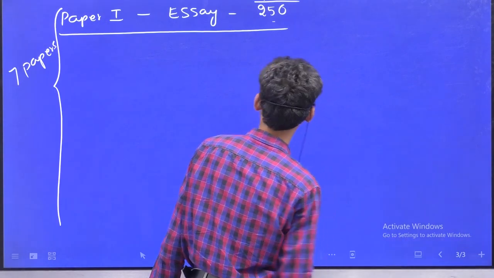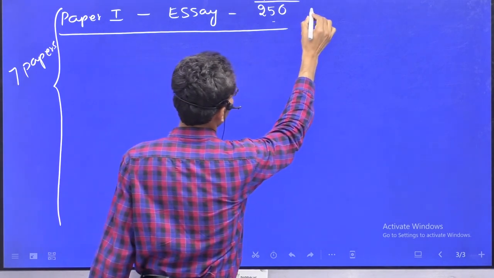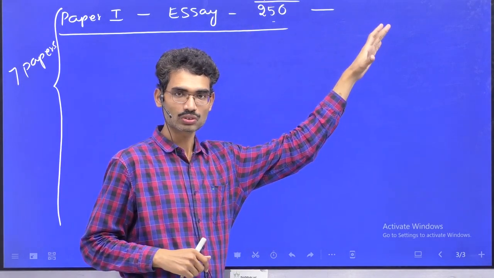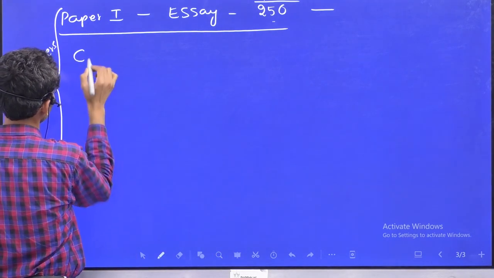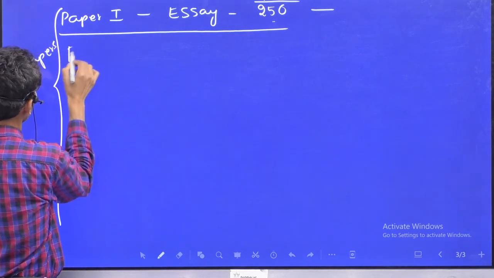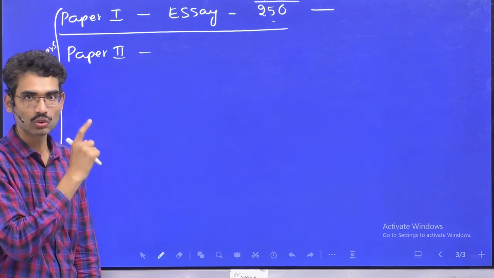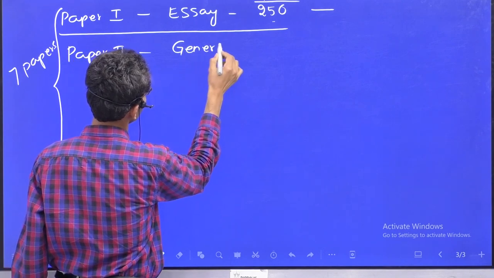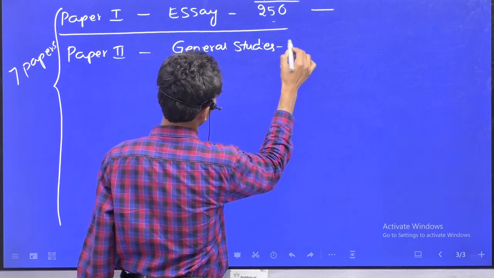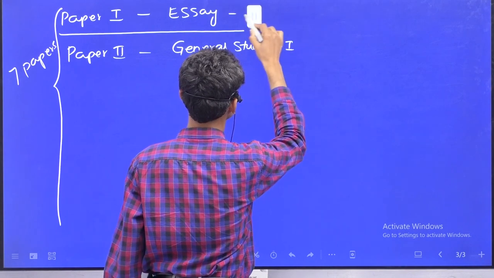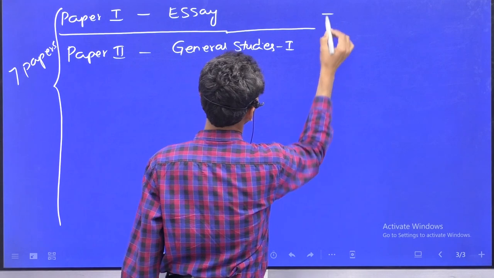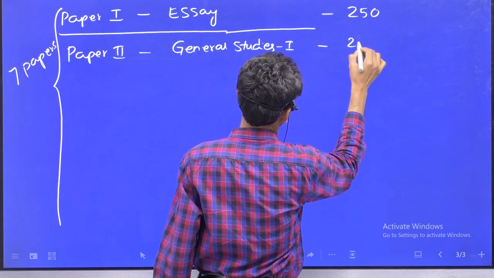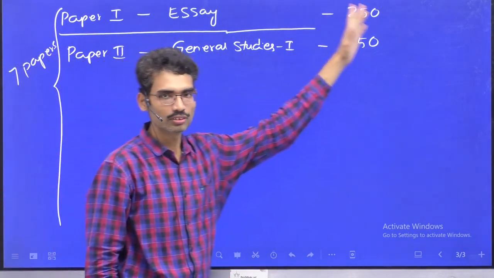Essay, general studies, optional. Paper one, essay, 250. And for this 250, there is no qualifying. You need to score as much as possible, and if you get a very good score in essay, your overall score will get a boost. Next one, general studies paper one, which you consider as paper two. Again, don't get confused here: paper one is essay, and paper two is general studies paper one. That is 250 marks, and again 250 marks. So this is how marks are allocated.